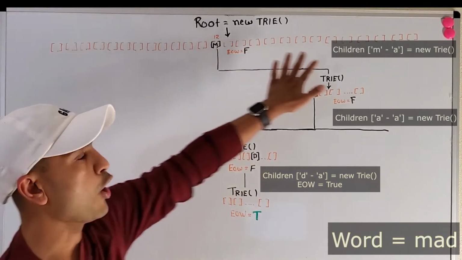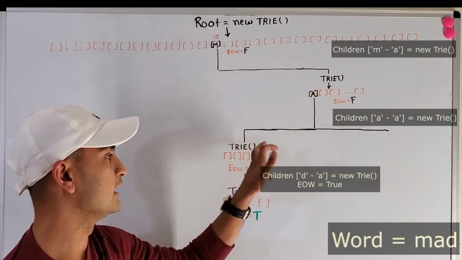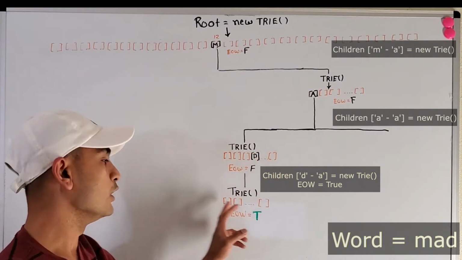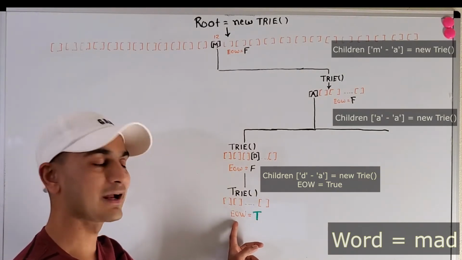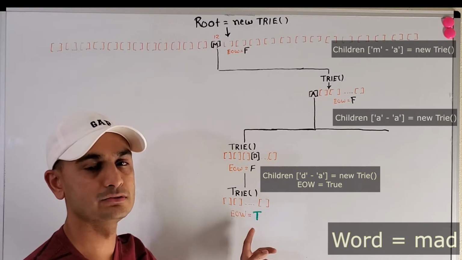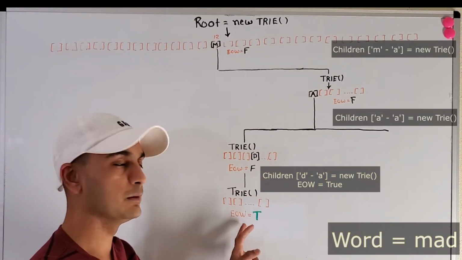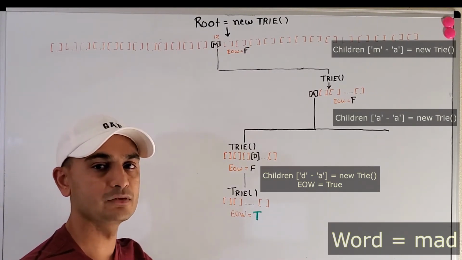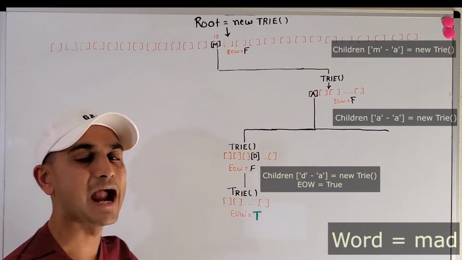So the rest of the children in the arrays are null except M, A, and D over here. And in this last trie object, all the children would be null. The only thing we'll do is mark end of word as true. So that'll denote that this is the end of the word mad. So if we come here while searching, we return true and say that we found the word. So that's how our trie will look if we add the word mad.